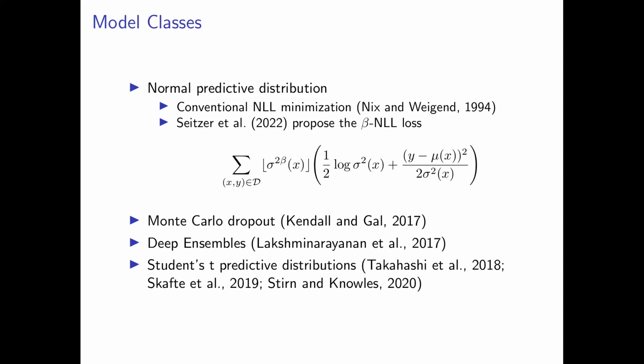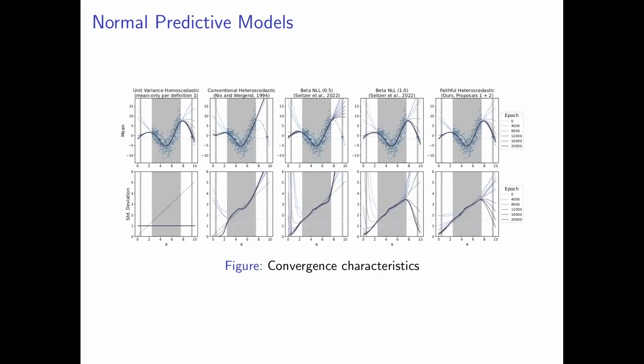Please see our appendix for details regarding our adaptation to this distribution. For our normal predictive models, we utilize the same toy data where the conventional negative log likelihood minimization fails to converge on isolated points. Here, we find the beta NLL with beta set to 0.5 has not achieved convergence at 9.5 in 20,000 epochs. The beta NLL with beta set to 1.0 and our method converge on both rogue points and well approximate the true mean and variance on the data-rich interval.